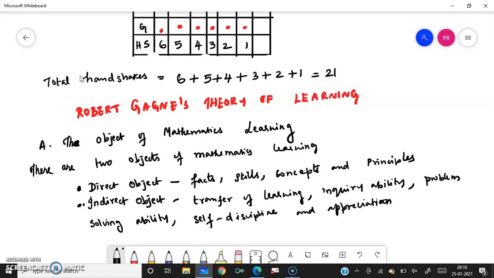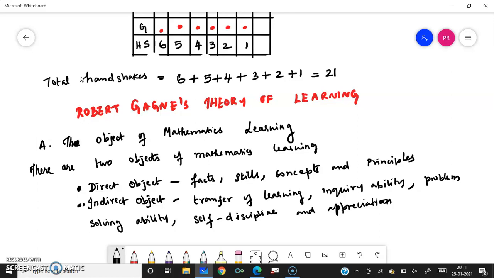So direct objects of mathematics, that is facts and all, are four categories into which mathematical content can be separated. So you can divide the mathematical content into facts, skills, concepts and principles, right? What are mathematical facts? Mathematical facts are those arbitrary conventions in mathematics, such as symbols of mathematics. One of the mathematical facts is symbols, for example the operation of addition, and the special functions in trigonometry.